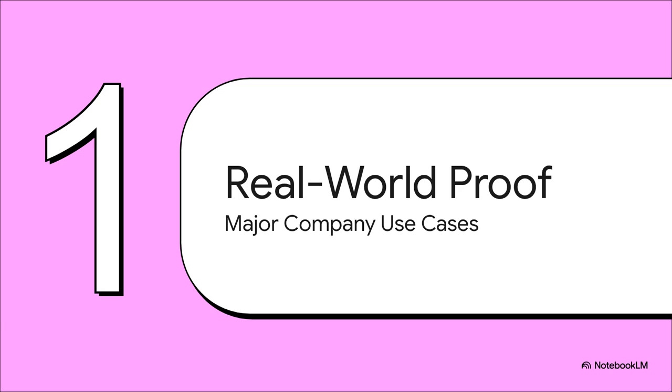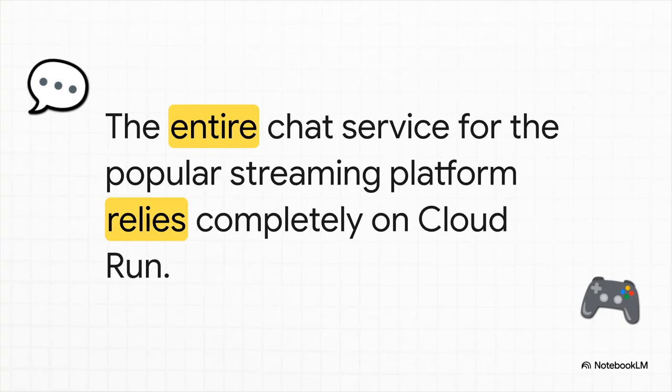But the real question is, does this actually work at a massive scale? Well, let's look at some real-world proof and see how some huge companies are using this exact technology right now. And we're going to start with a big one, Twitch. The entire chat service, the thing that makes Twitch, runs completely on Cloud Run. We're not talking about some small internal side project. This is a core, real-time, incredibly high traffic feature of their platform.